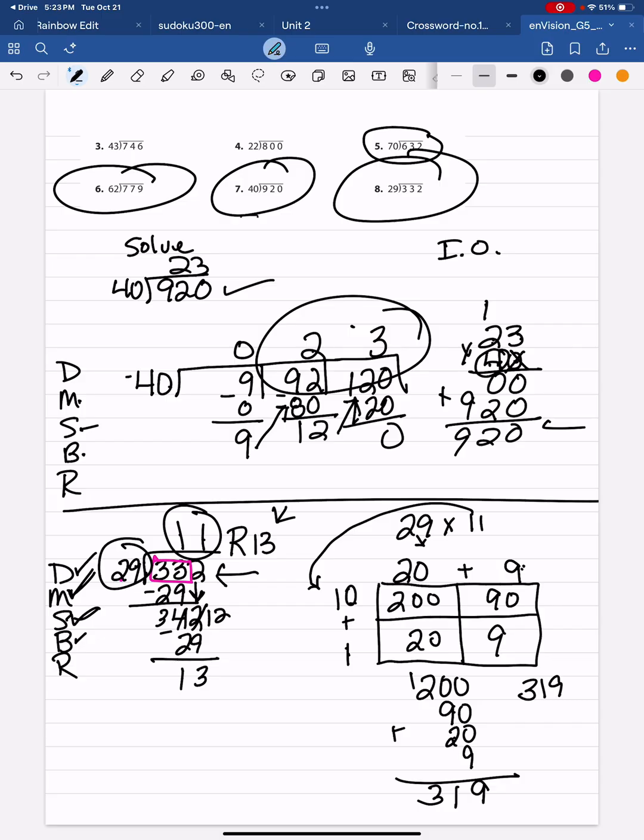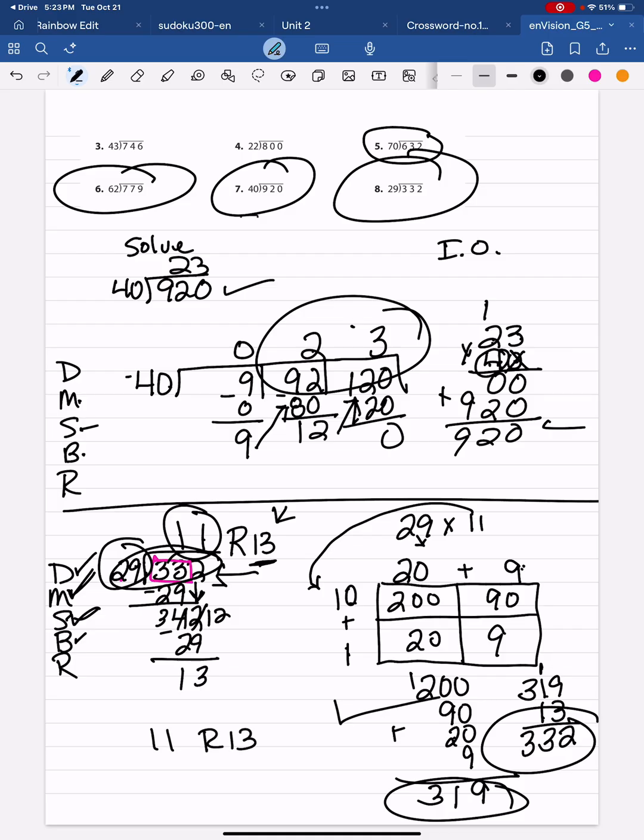319. And then don't forget, we got to add in that 13. Remember, if this number is not matching this number, ask yourself, do I have a remainder? Because that remainder needs to be added on to that. So 9 plus 3 is 12. So 2, and regroup the 1. 1, 2, 3. And then 3 plus nothing. And there we have it, 332. 332, we are correct. The answer is 11, remainder 13.